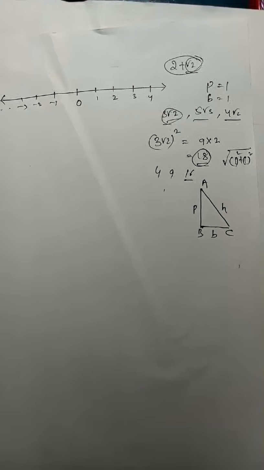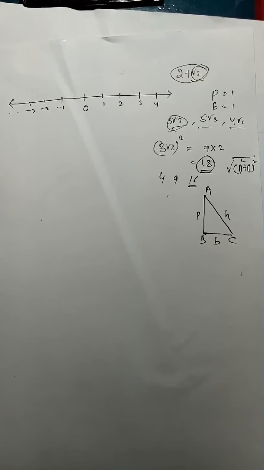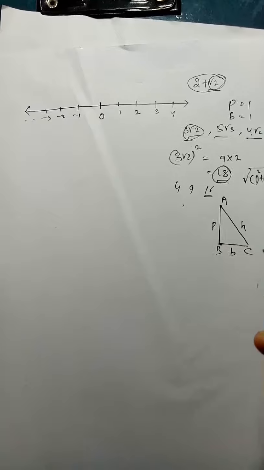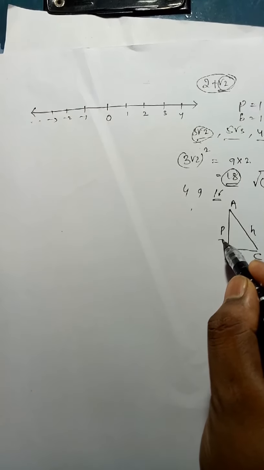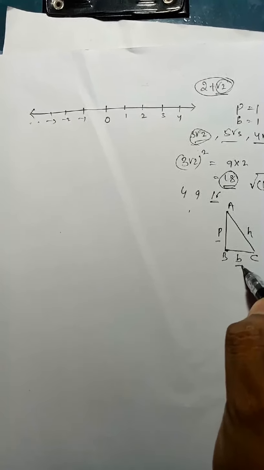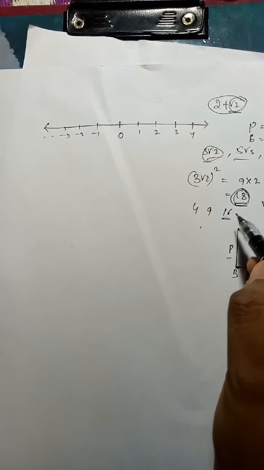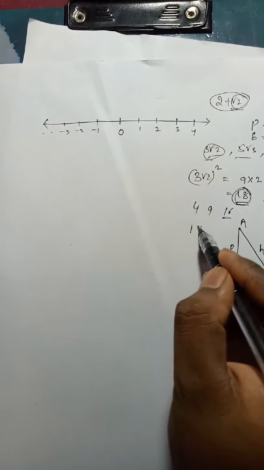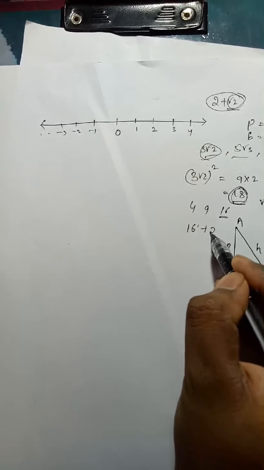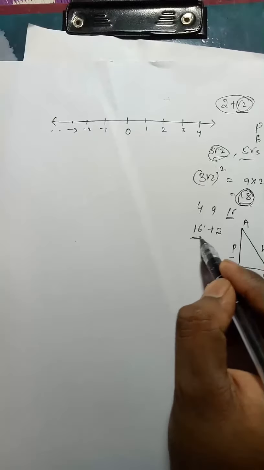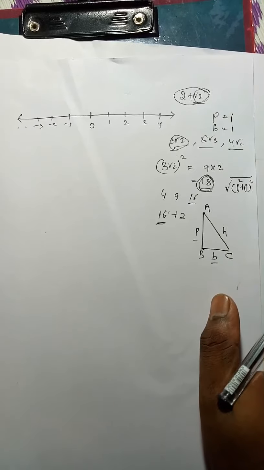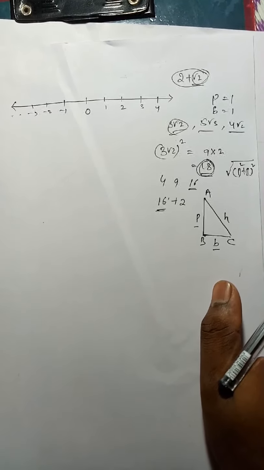Dear students, as we know how we represent root 2 on a number line, like that we have to first divide 18 into two numbers. One is your perpendicular p and the other is your base b. Here we divide 18 into two numbers. First is 16 and second is 2. Why do I take 16 first? Because 16 is the square of 4.